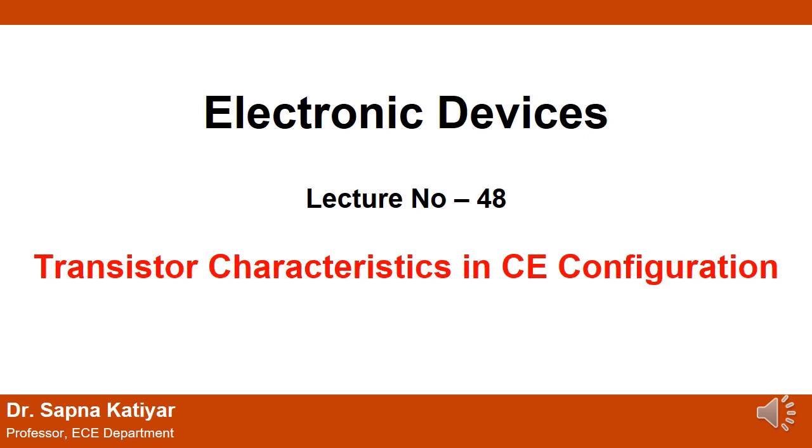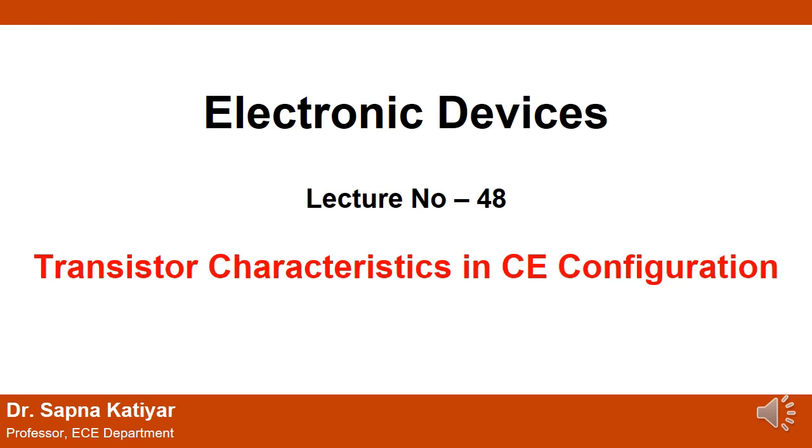You know that there are three terminals in a transistor named base, emitter and collector. So if the emitter terminal is made common with base and collector, then the type of configuration is known as common emitter configuration. Today you are going to study how the characteristics can be drawn in this particular configuration.